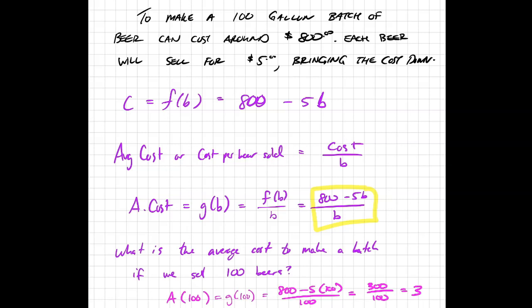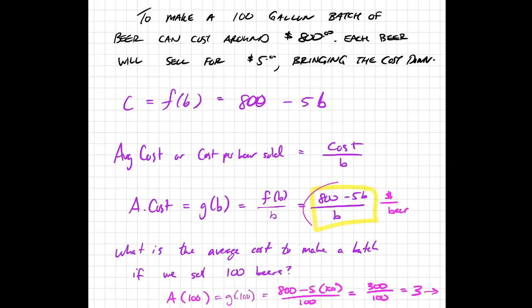So what does this 3 really mean? Well, the units are in dollars per beer. So what this means is that the average cost to make this batch is $3 per beer sold, right? And we could see that if we increase or decrease the number sold, this would change the average cost per beer. So this is one application.